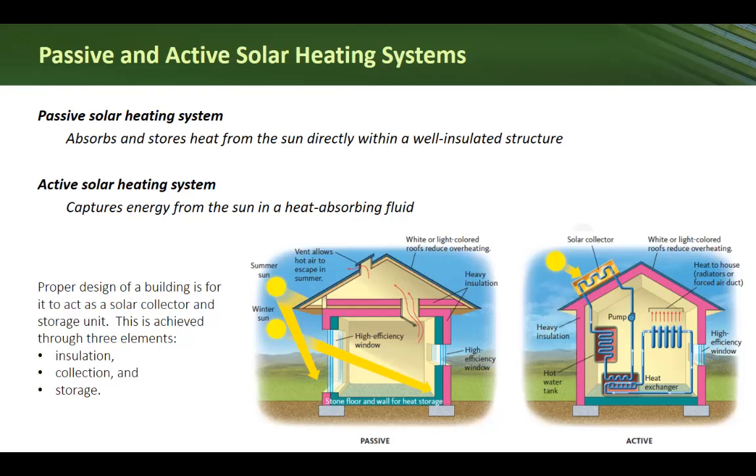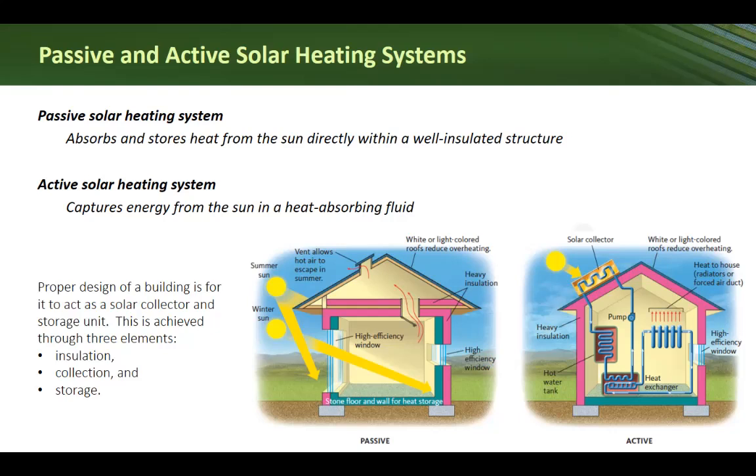An active solar heating system, however, captures energy from the sun in heat absorbing fluid, which then gets moved in and through the house. Now, passive and active solar heating systems can heat water in buildings effectively either way. The costs, however, of using direct sunlight to produce high temperature heat and electricity are decreasing as we get more efficient in terms of our processes for absorbing and storing and transferring that energy.